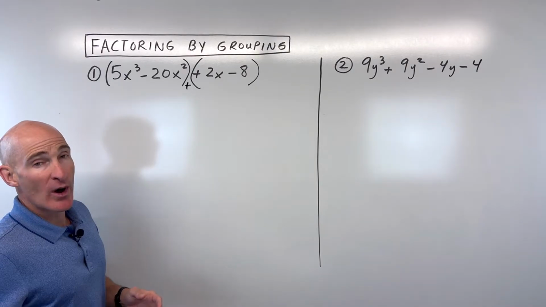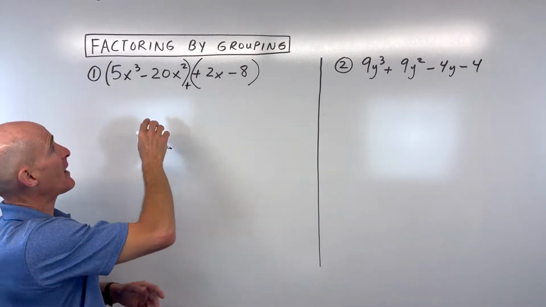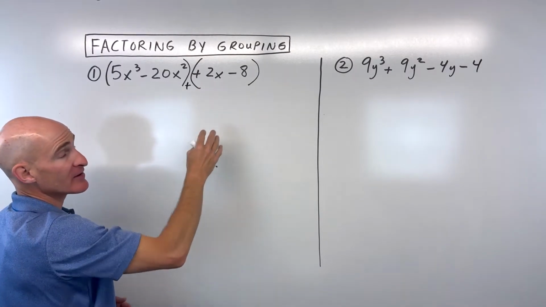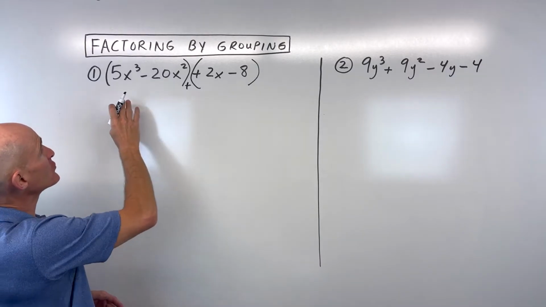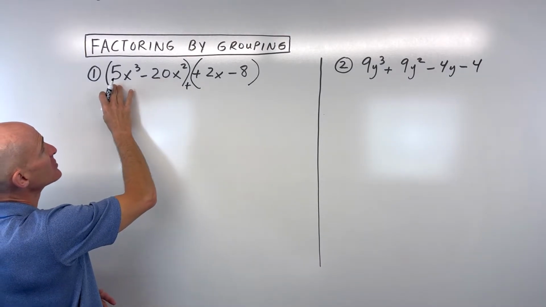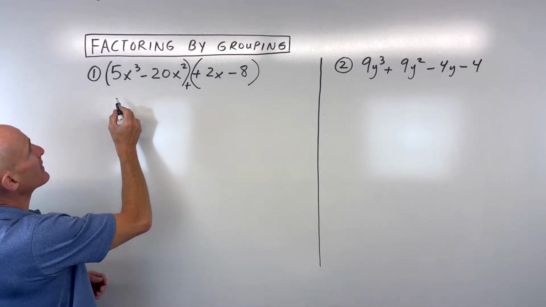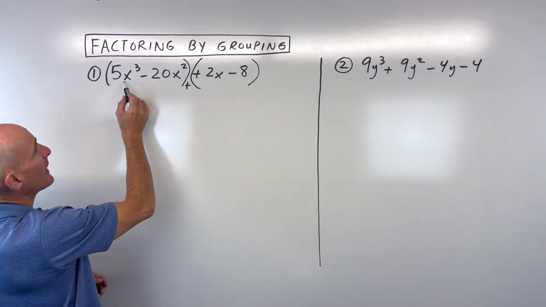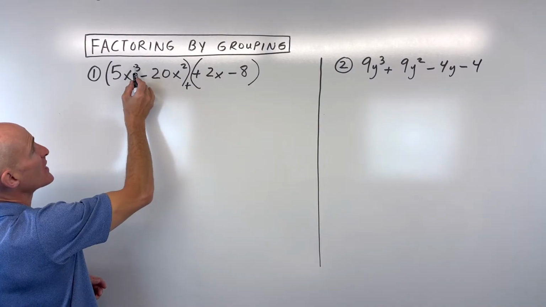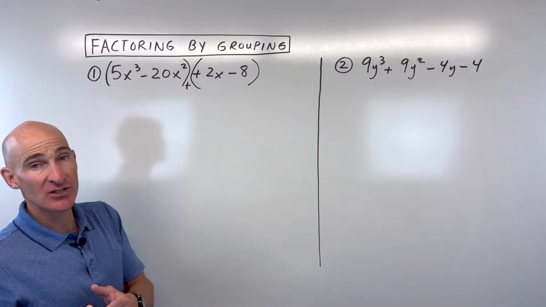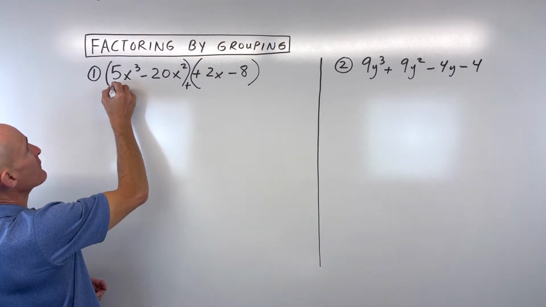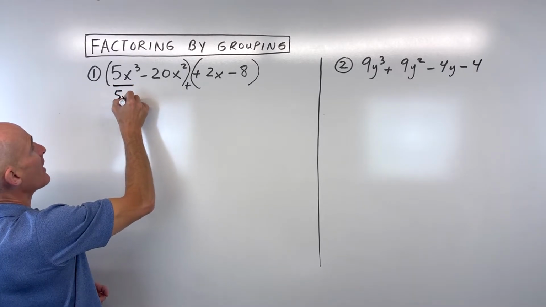The next step is you want to factor out the greatest common factor in this first group and then in the second group. So for the first group, what can I divide out of both of these terms? Well, it looks like I could divide out a 5, and this one has 2 x's, this one has 3 x's, so the most they have in common is 2 x's. So what I'm going to do is factor out 5x squared.